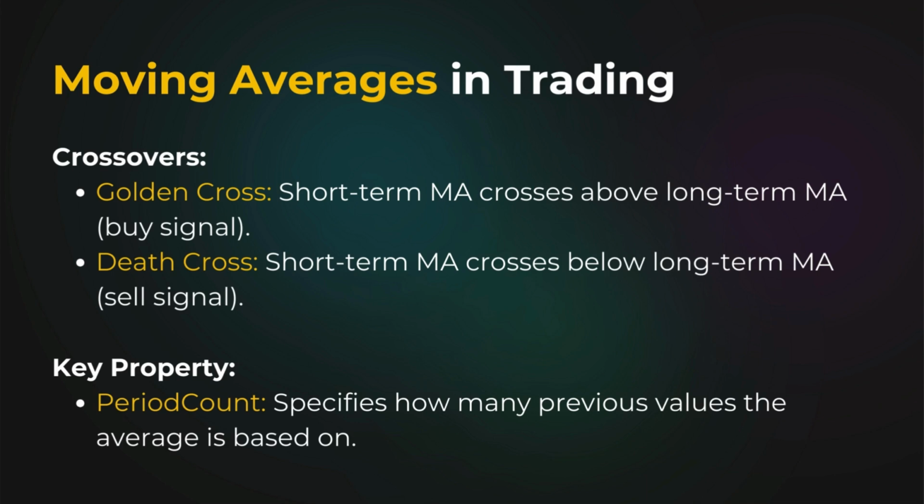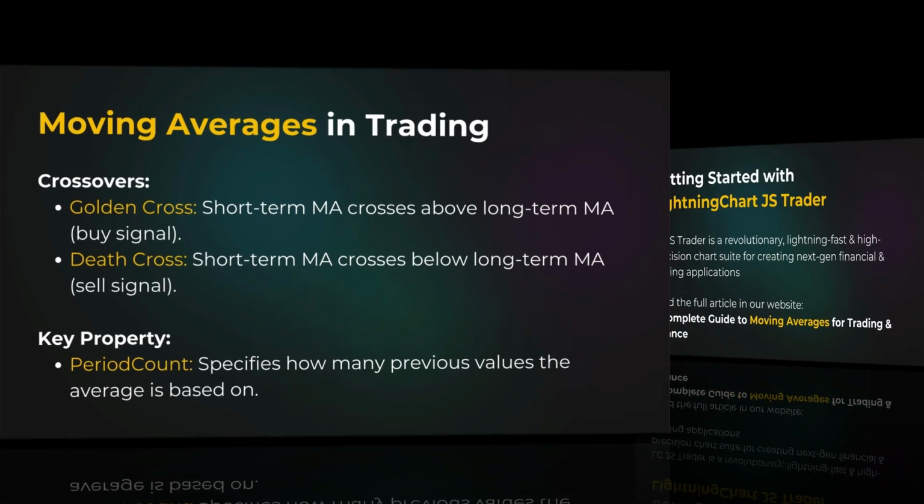In trading, crossovers like the golden cross and death cross signal key movements to buy or sell. But keep in mind, it could be possible by adjusting the period count. It lets you refine these signals for your strategy.